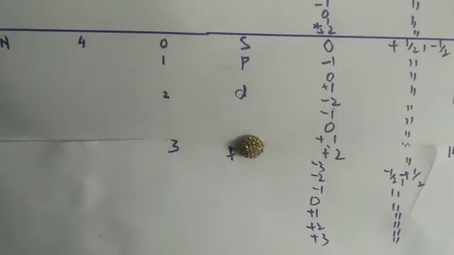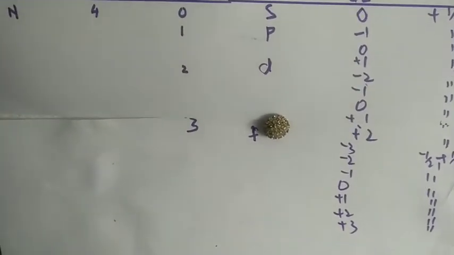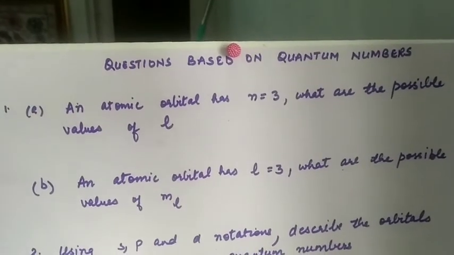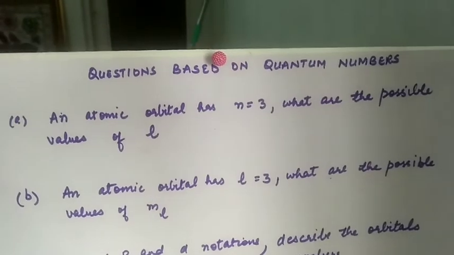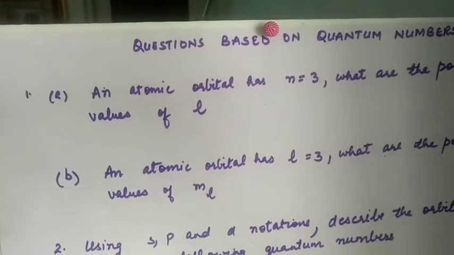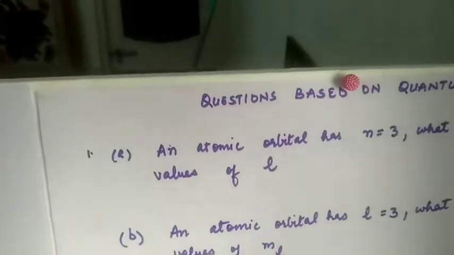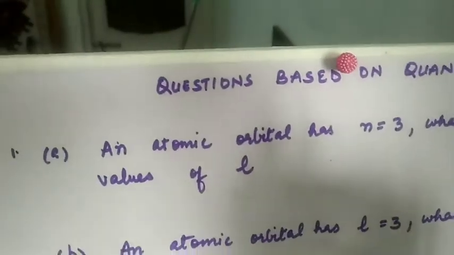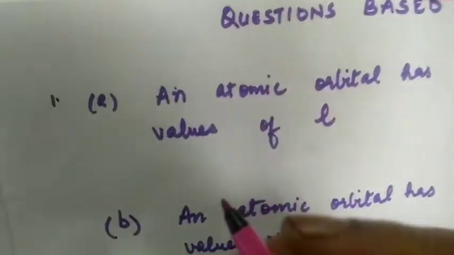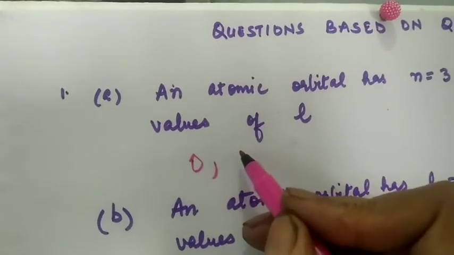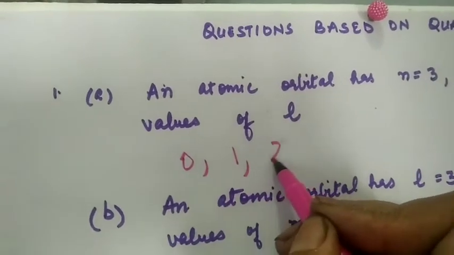So let us now solve a few numericals or problems based on quantum numbers. The first one is questions based on quantum numbers. An atomic orbital has n is equal to 3. So what are the possible values of L? You know, for n is equal to 3, L values can be from 0 to n minus 1. So values of L can be 0, 1 and 2.